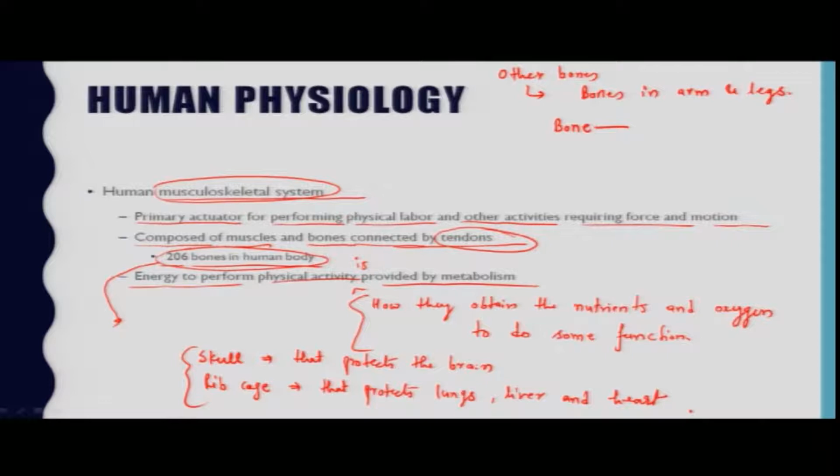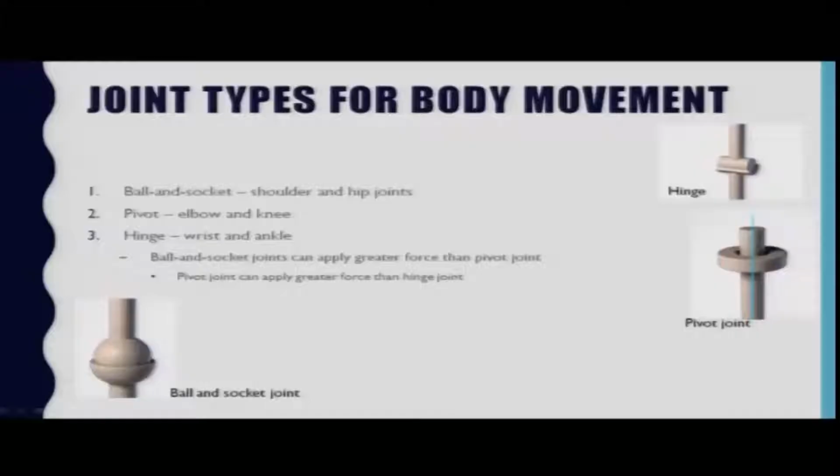Bones in the body are connected to each other with ligaments, by means of ligaments. So now our main purpose is to understand the basic mechanism. So we need to know about the various joints which are present in our body. So now we will discuss the various joint types for our body movement, because as an engineer we must be aware of the various joints which are responsible for our body movements.